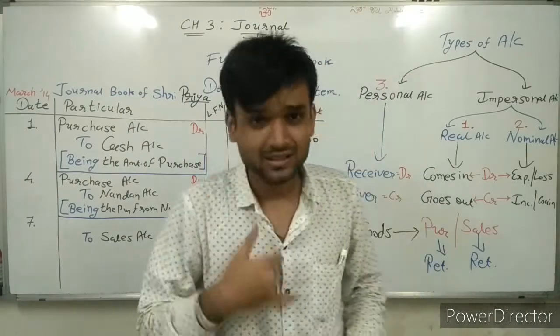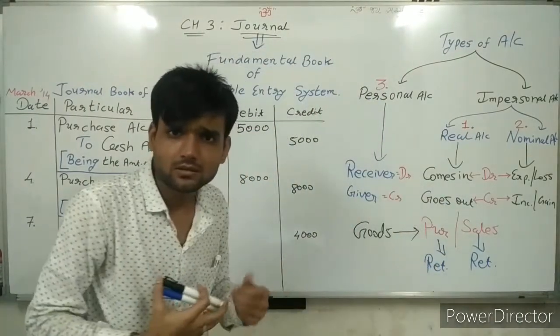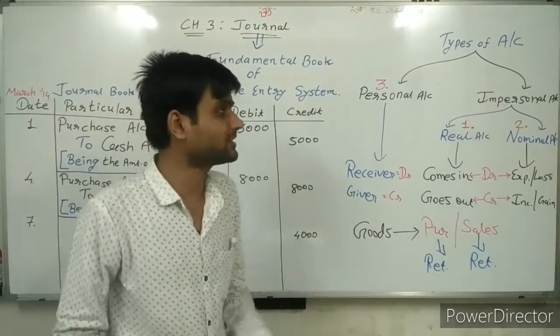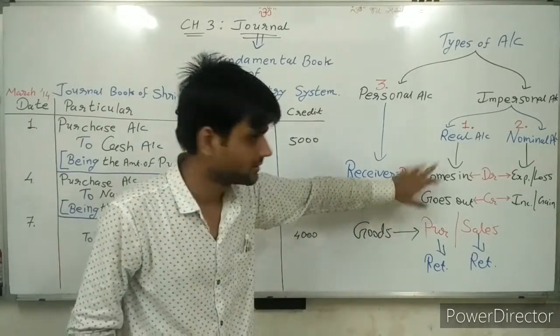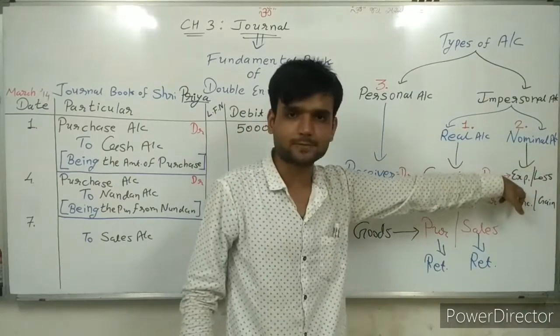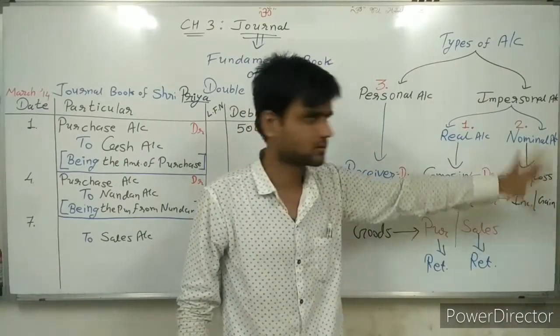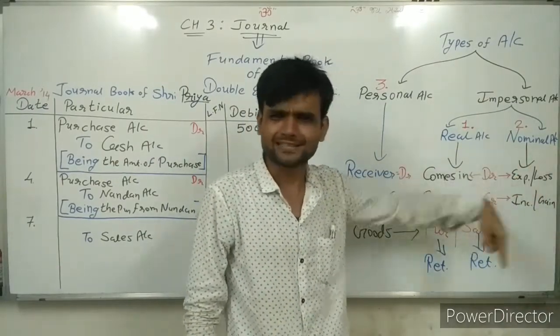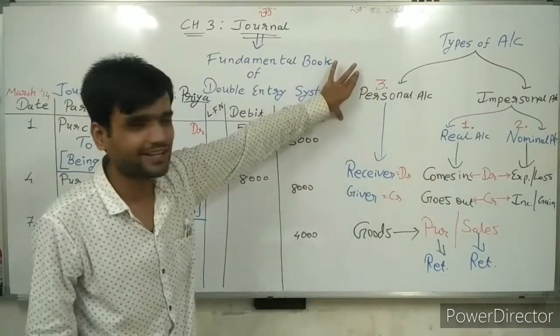Now, anything comes in? Cash comes in? No sir, here it is a credit transaction, so nothing comes in. So, real account is checked. Now check nominal. Is it expense, income, loss, something? Nothing. Cancel it. Cancel. Now going ahead.